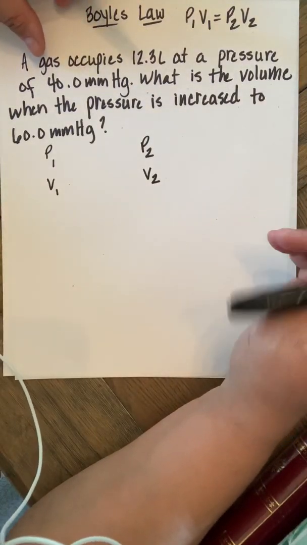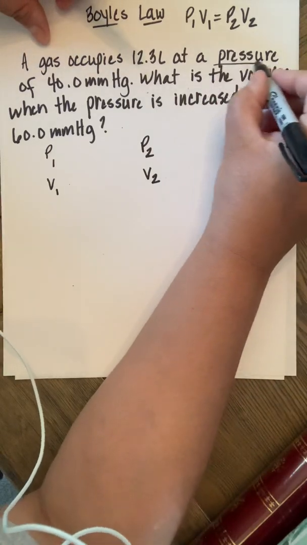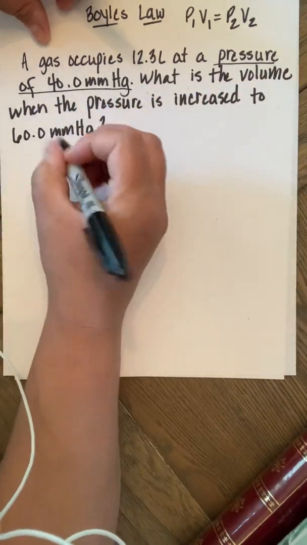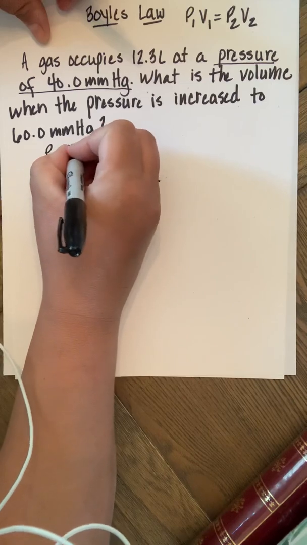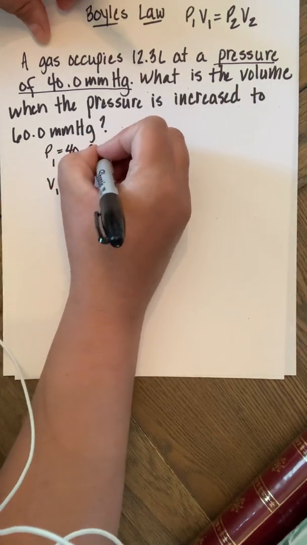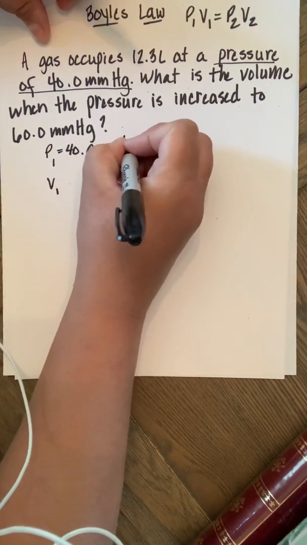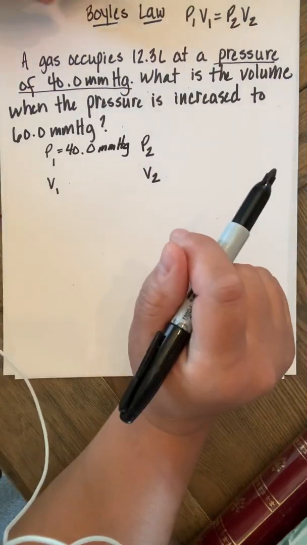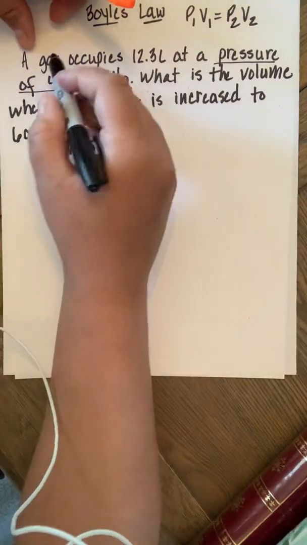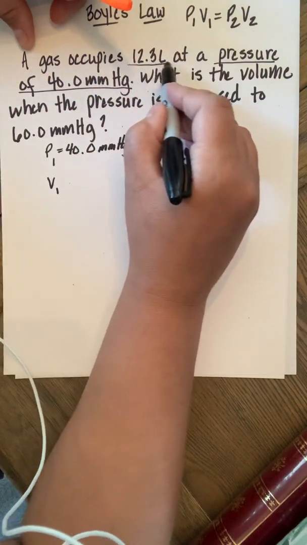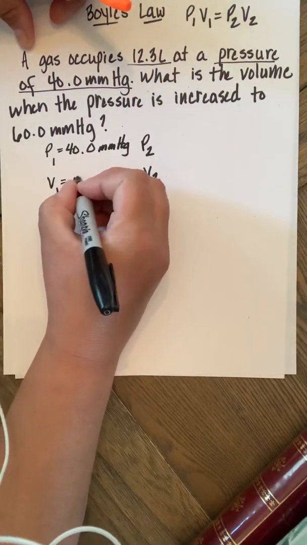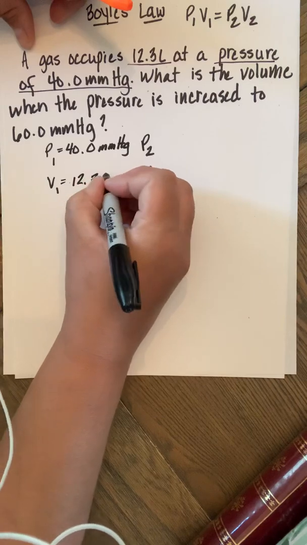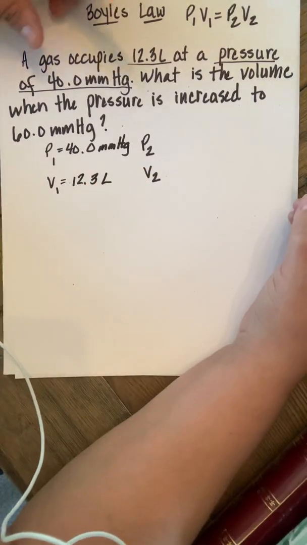So if I look at the pressure, the initial pressure is going to be 40 millimeters of mercury. So I'm going to write that down here, and I'm not going to drop my decimal places, and I'm going to keep my units with it. My initial volume, it's telling me that a gas occupies 12.3 liters. So that's going to be considered my initial volume. And I'm going to keep my unit with that as well.